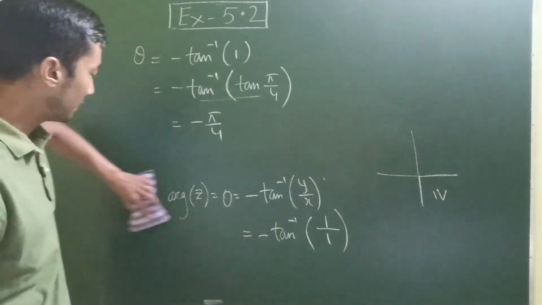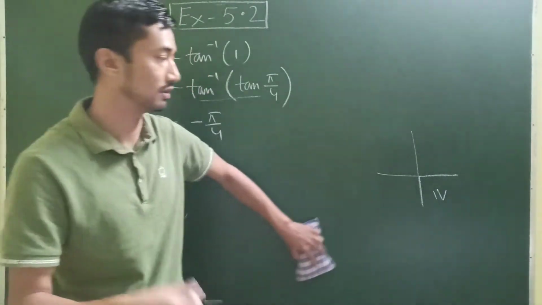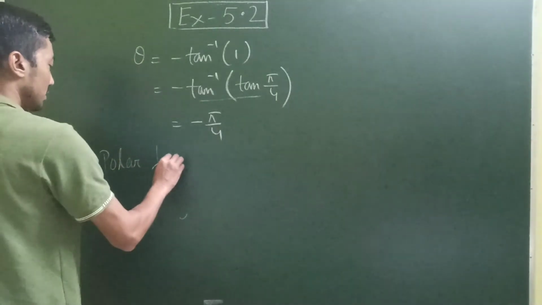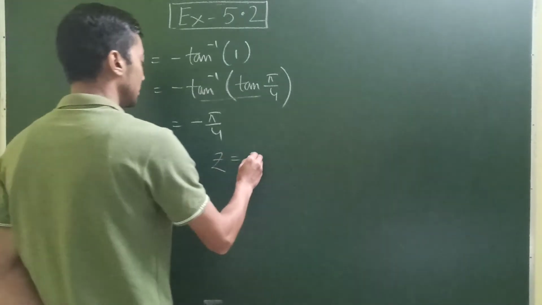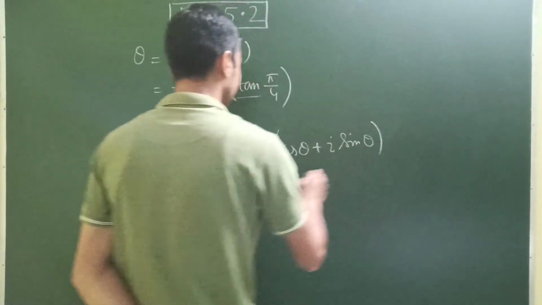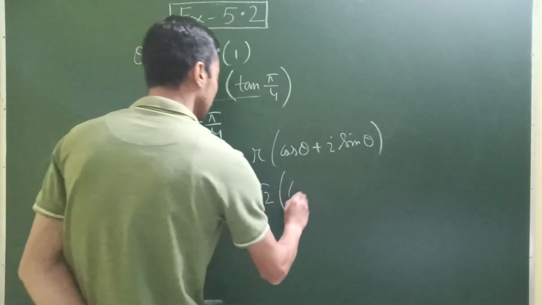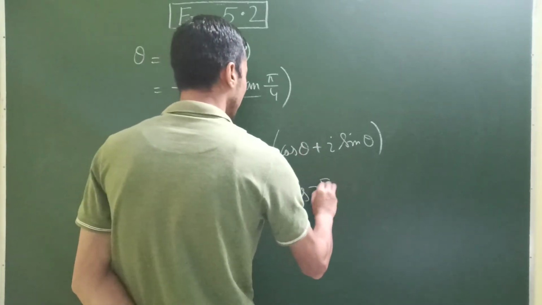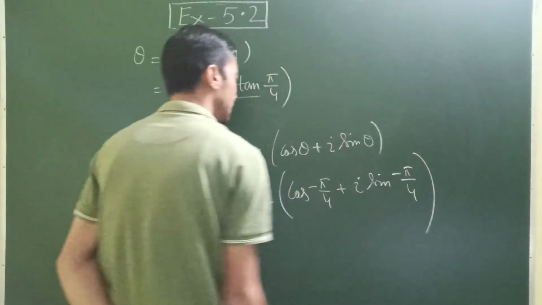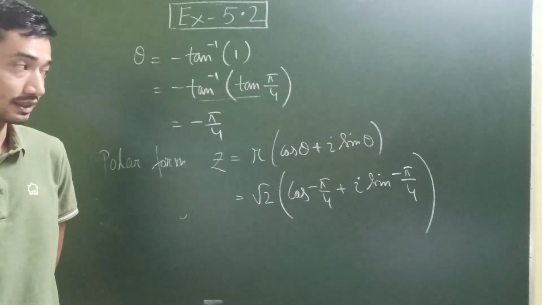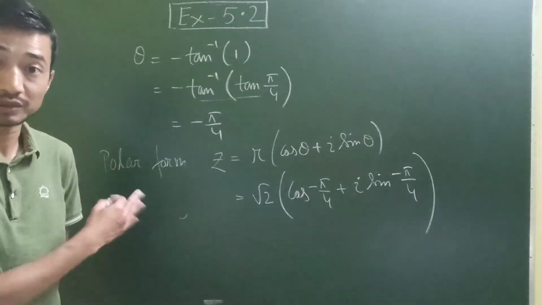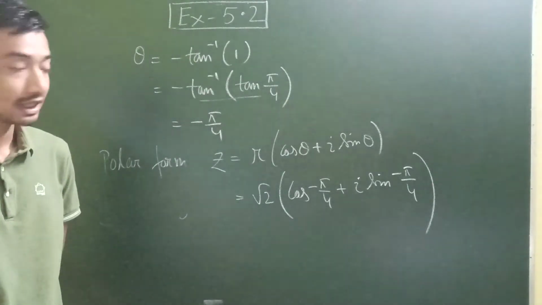So now we have the argument and we have the magnitude or the modulus of the complex number. So the polar form will be simply z is equal to r cos theta plus i sin theta. So what was the value of r? Root over of 2. Cos theta we have minus pi by 4 plus i sine of minus pi by 4. So this is the polar form of a complex number. No need to convert it, let it be, because this is the polar form of the complex number.